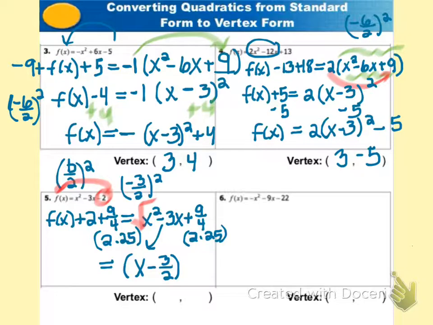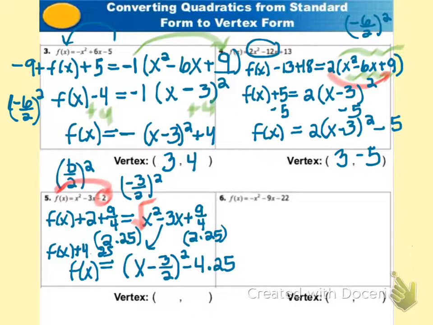So x minus 3/2 squared, right? Then on the other side, when you've put the 2 and the 2.25 together, that's f of x. So let's see if I fix this. This would be f of x plus 4.25. So we'd have to subtract 4.25 from this side.